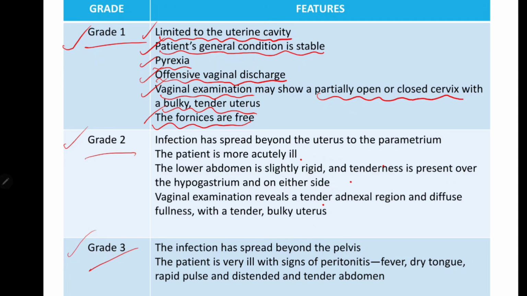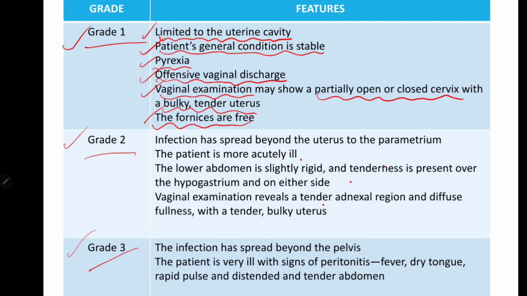So what is grade 1? The grade 1 septic abortion features are: it is limited to the uterine cavity, the patient's general condition is stable, and pyrexia and offensive vaginal discharge may be there. On vaginal examination, a partially open or closed cervix with a bulky tender uterus, and the fornices are free.